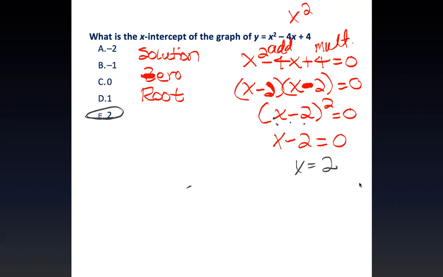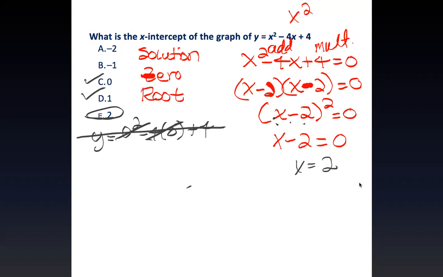Now, if you want to go ahead and guess and check, you can. So I would start with the easiest number. I would do the 0 first. If I go in and substitute 0 in for every single x, guys, this will simplify to 4. So that's not going to work. I want it to equal 0.